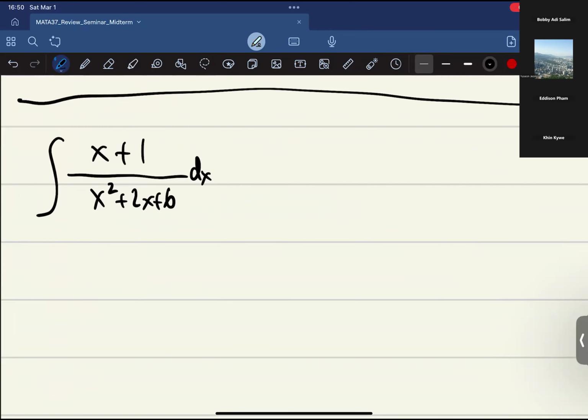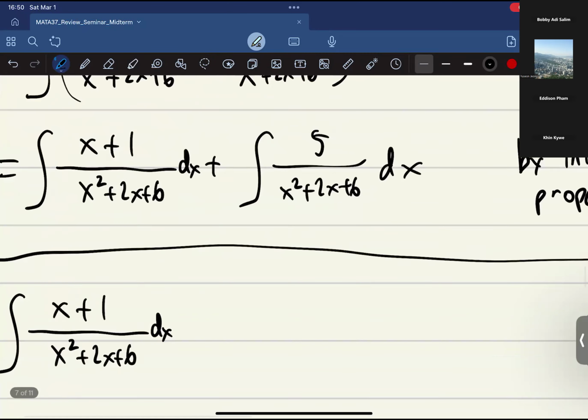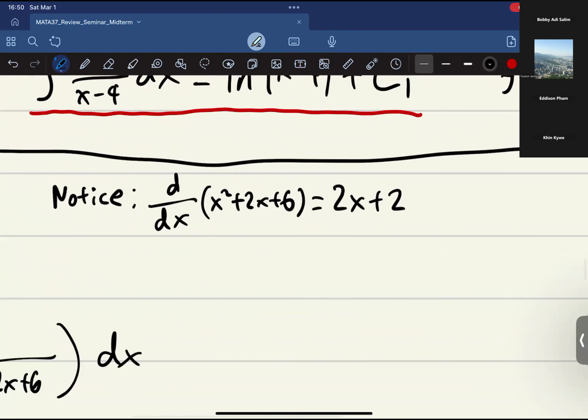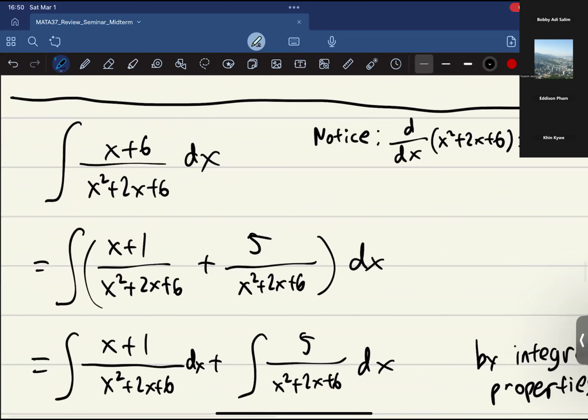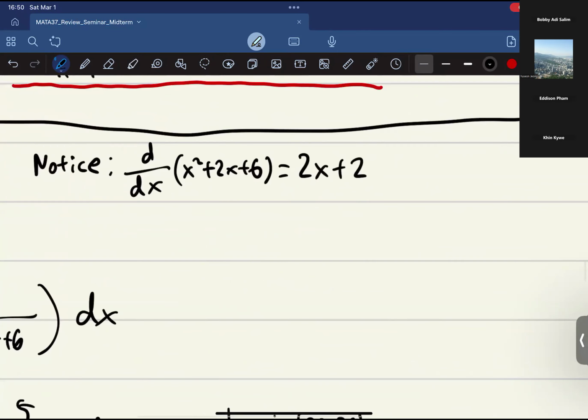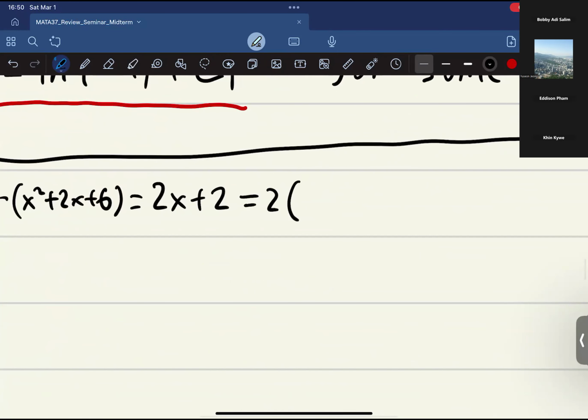Magically spawn a 2. Yeah, that will work. Yeah, they multiply by 2 over 2. Why did we choose x plus 1 and 5? So here, you can notice that the derivative of the denominator is a linear term. And it is 2x plus 2, or 2 times x plus 1.